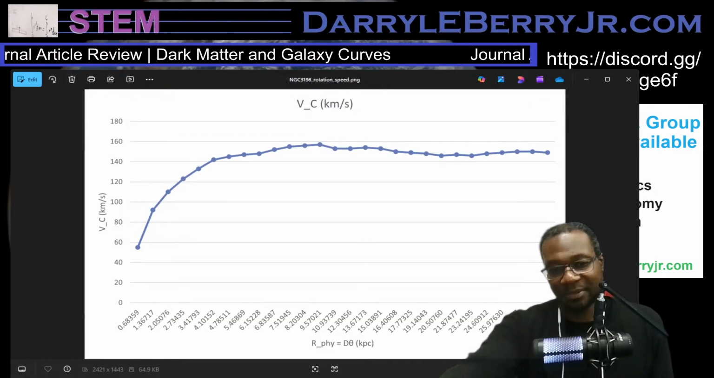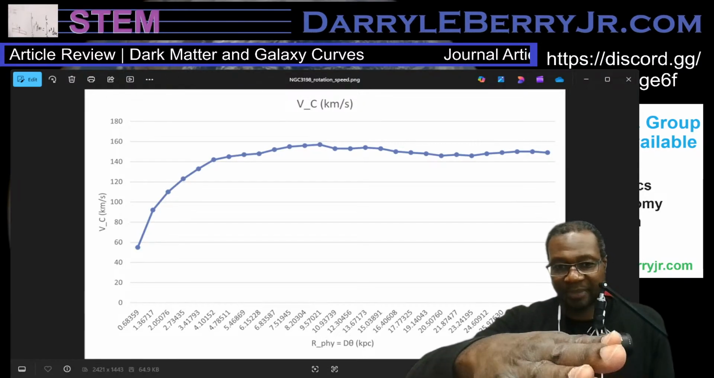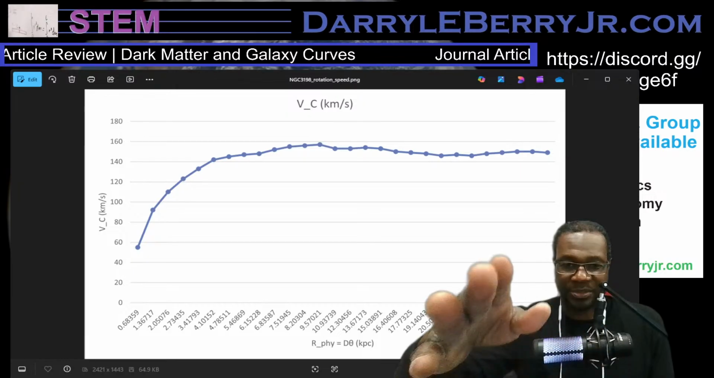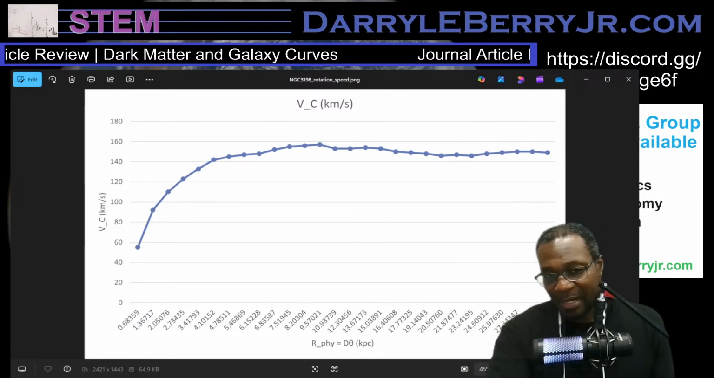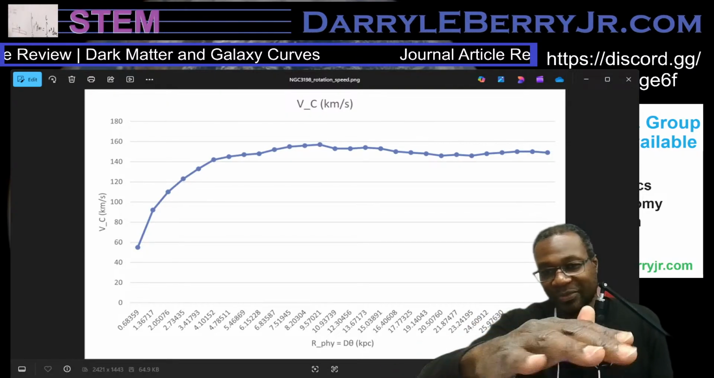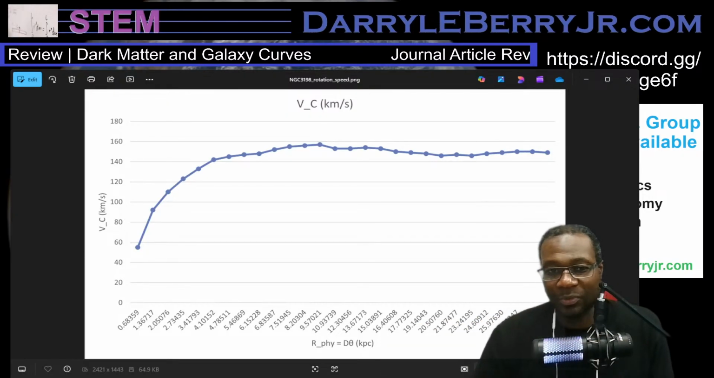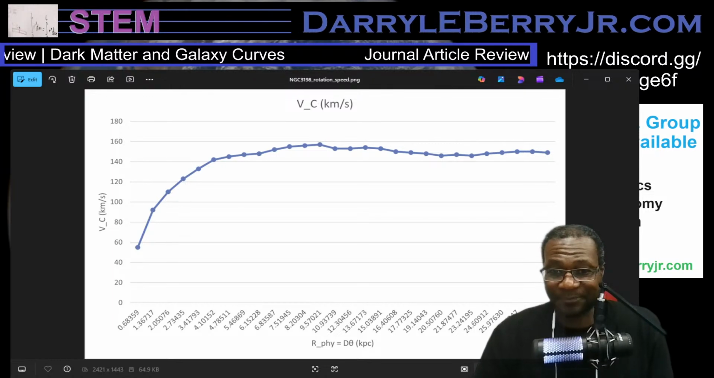And as we can see, it starts off from the center of the galaxy, not going very fast. It starts to speed up as we go from the center of the galaxy, and then it levels out. So from about a quarter of the way from the galaxy to the edge, you can see everything is going at almost the same velocity, about 150 kilometers per second, which is quite amazing.